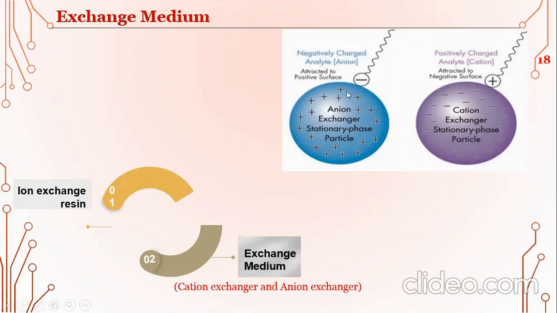So this will be called anion exchangers, and these will be called cation exchangers because the cations will be exchanged. We will be talking about this later on in these slides. So the positively charged analytes are cations, and the negatively charged analytes are anions. So they are attracted to the positive surface, and the positive will be attracted to the negative surfaces. So if our sample is positive, use a cation exchanger. If our sample contains anions, use anion exchangers.